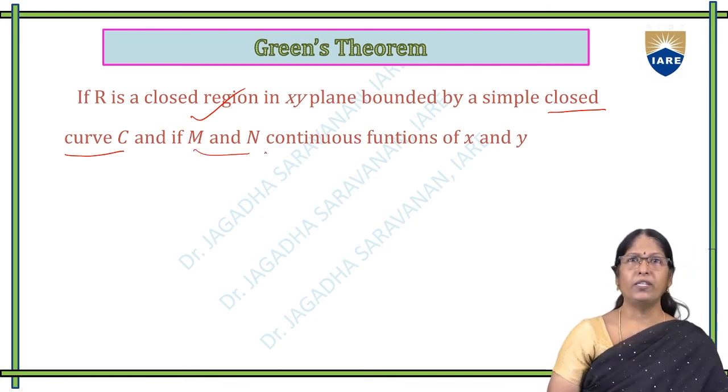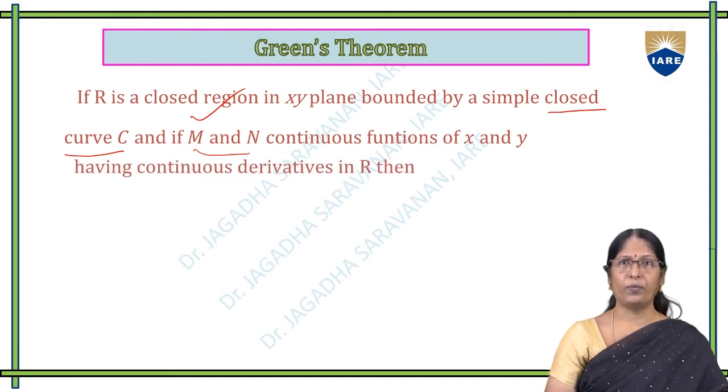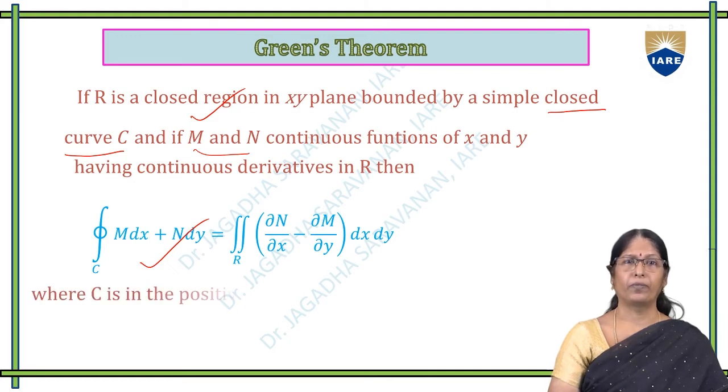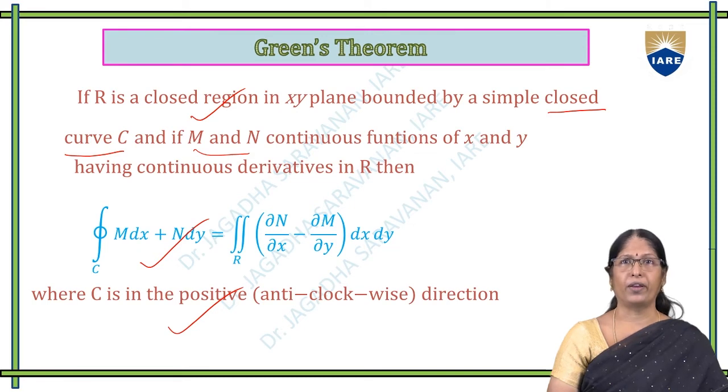If capital M and capital N are continuous functions of x and y having continuous derivatives in capital R, then the integral over C of M dx plus N dy equals the double integral over R of dou N by dou x minus dou M by dou y dx dy, where capital C is in the positive direction, that is, the anti-clockwise direction.